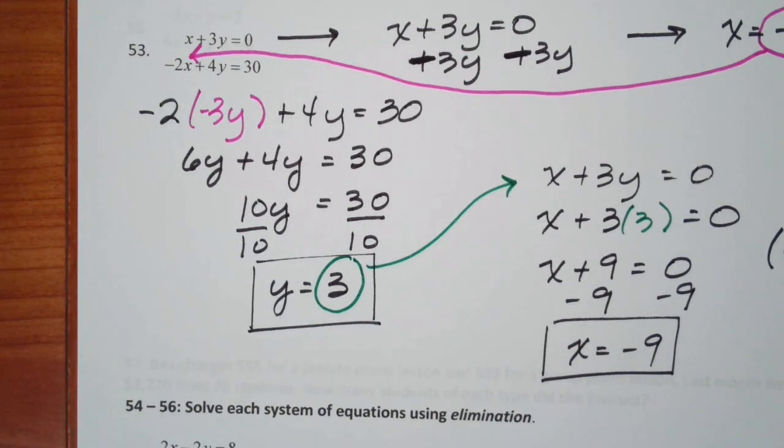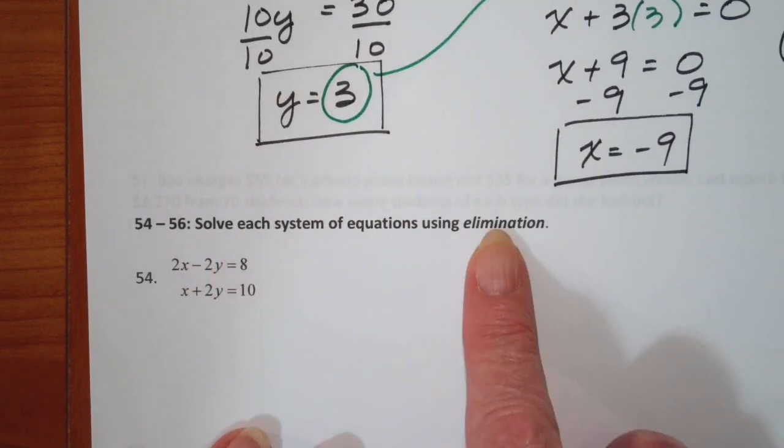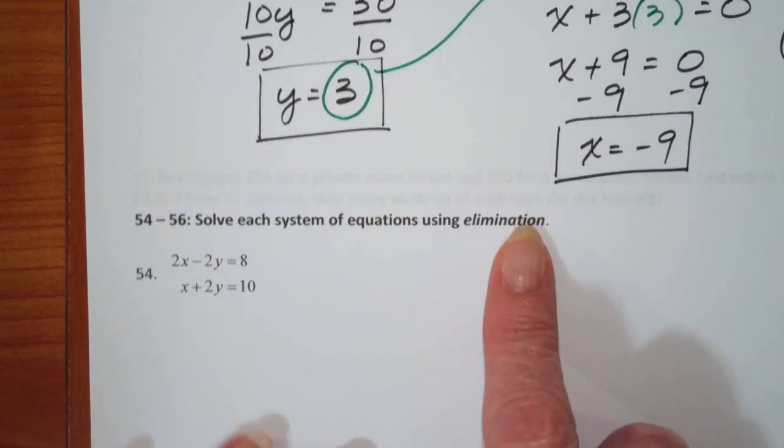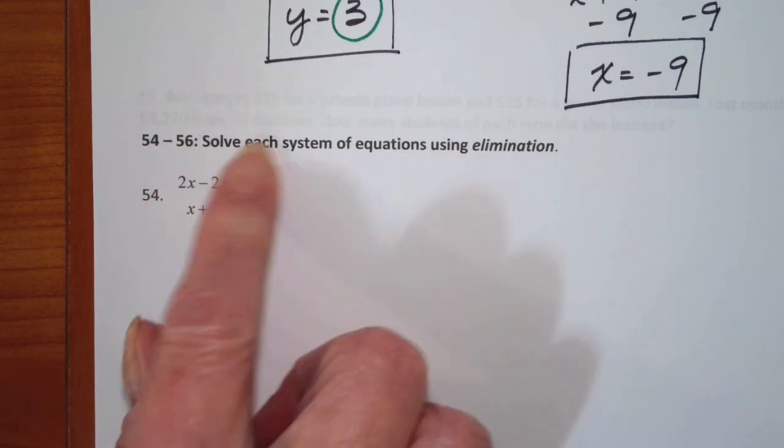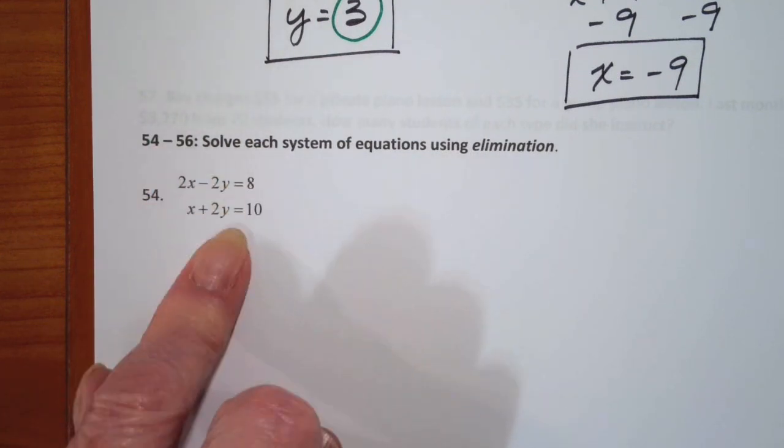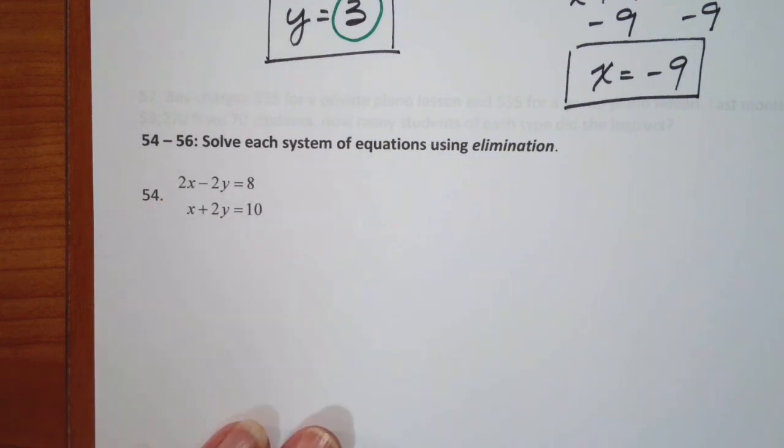Okay, 5 problems left. Let's hope we can get them all on one video. Okay, solve this system using elimination. All right, that means I want to line up the x's, the y's, the constants, and then see if I can eliminate one of the variables.